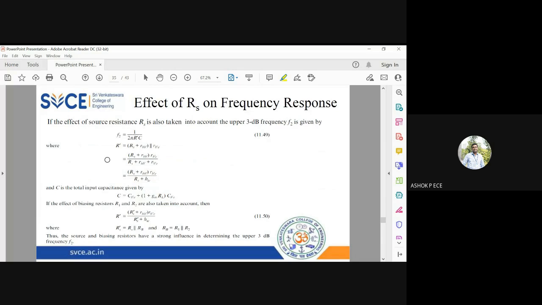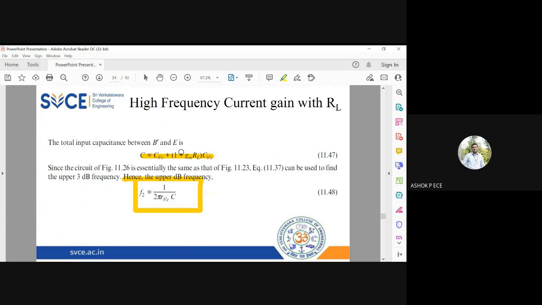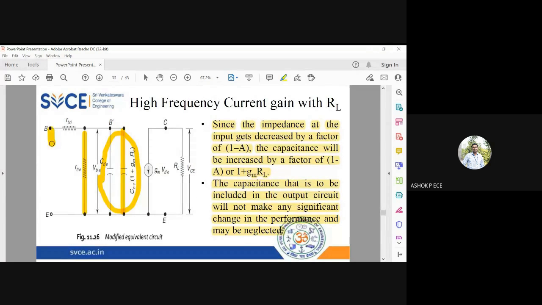And when you consider the source resistance also into account, the upper frequency F2 will change. It is 1 by 2 pi R dash into C. And what is R dash? It is the effective resistance from the input side. So in the input side, if you see, RS will be somewhere here. Okay. So RS will be somewhere here.